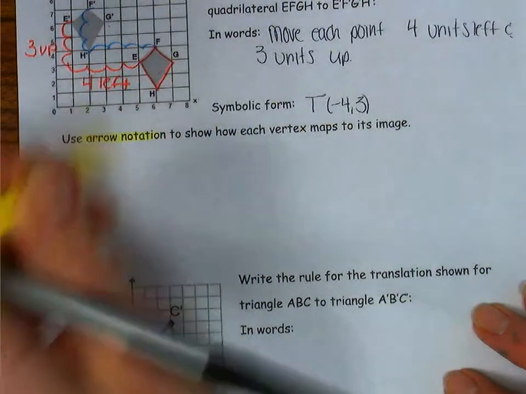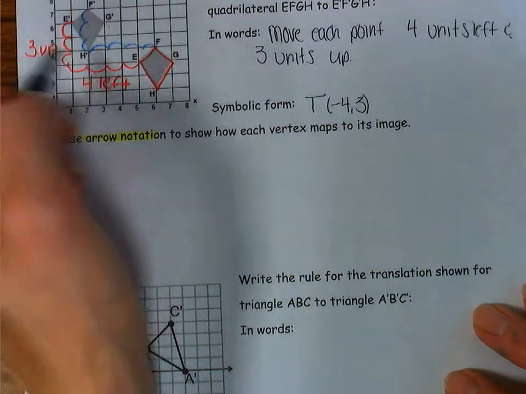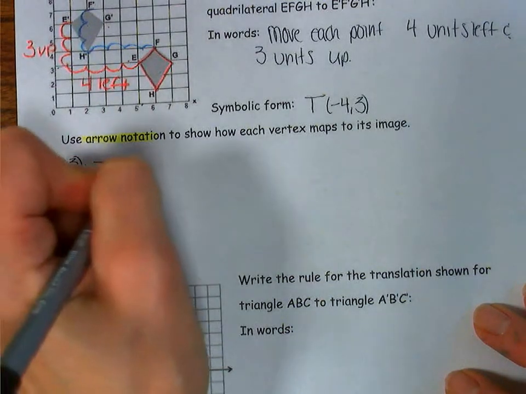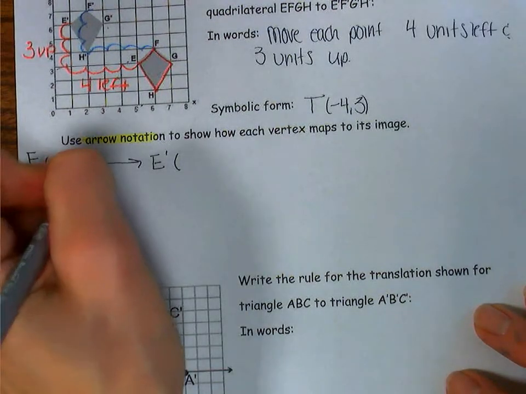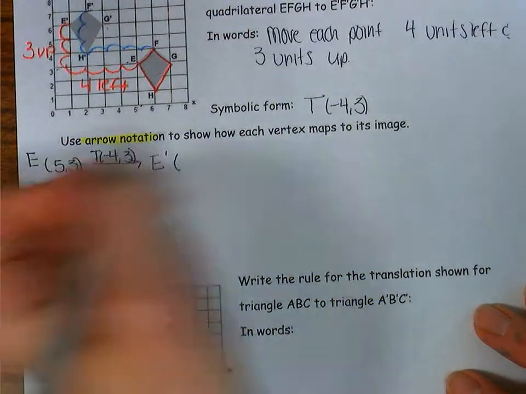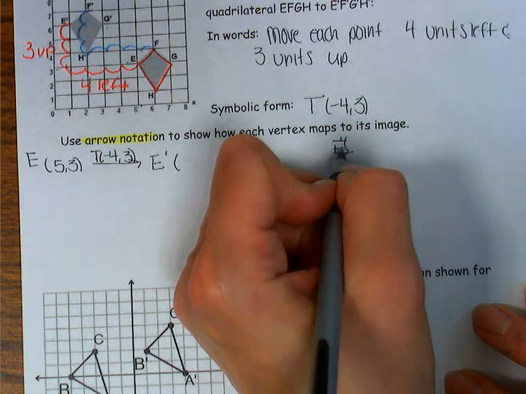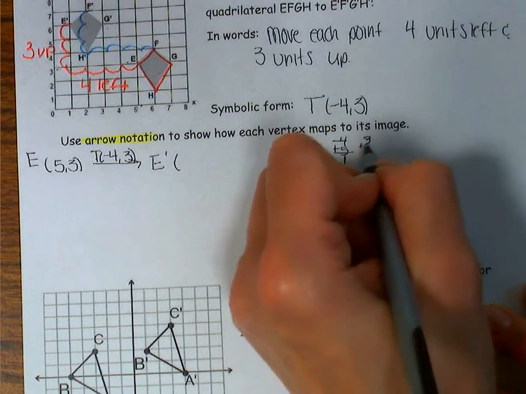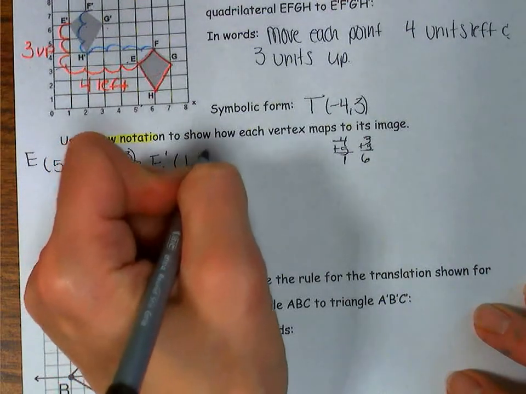Now we're going to use arrow notation to show how each vertex maps to its image. So for E, we start off with the coordinates for E, which happen to be 5, 3. What are we doing to get to E prime? Well, we are subtracting 4 from the X, and we're adding 3 to the Y. So off to the side, -4 plus 5 gives me a +1, and 3 plus 3 gives me a 6. So E prime ends up being 1, 6.